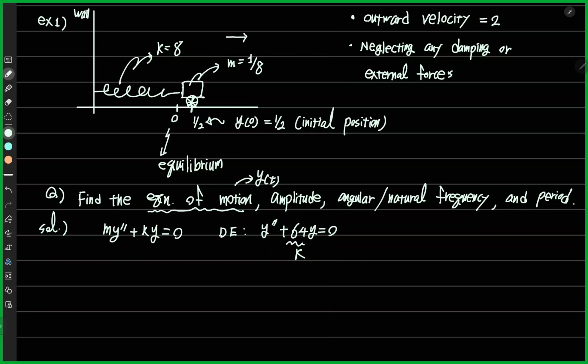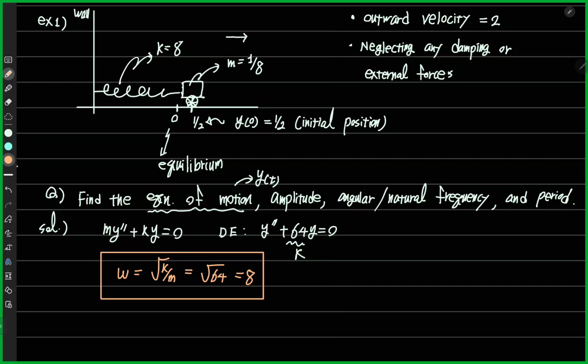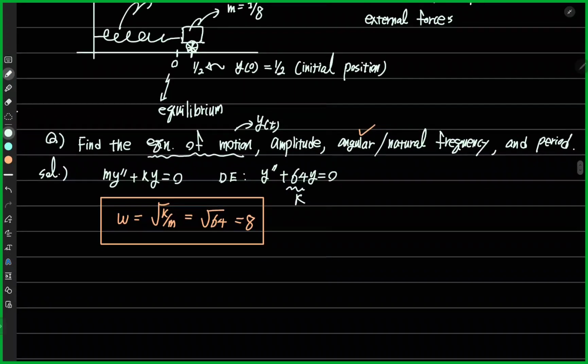Okay, sorry. So now here omega is what? Omega is square root of k over m, which is square root of what? 64, which is 8. So we figured out the angular frequency. Okay, check. We got the angular frequency.